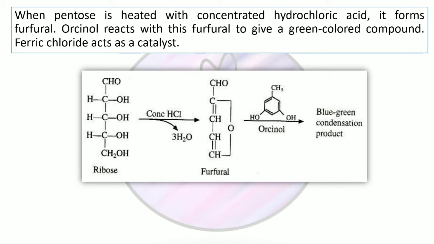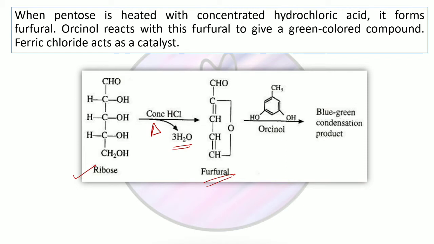It is a reagent which reacts with the hydrolyzed product of ribose sugars, or hydrolyzed product of pentose sugars, for example, ribose. So when a pentose sugar, for example, ribose, is heated with concentrated hydrochloric acid, it forms an intermediate product named furfural. You can see the ribose in acidic condition, and when it is heated in acidic condition there is dehydration of the ribose sugar. The dehydration causes the ribose to get transformed into furfural.